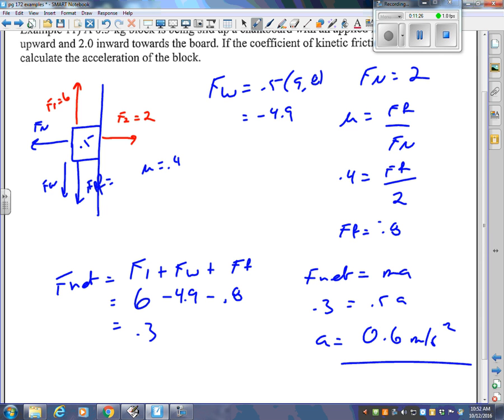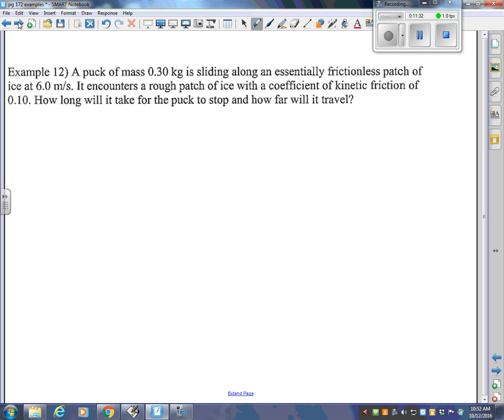Okay. You want a new partner for the last one, or stick where you are? Number 12 is the granddaddy of them all. Mix it up? Okay.